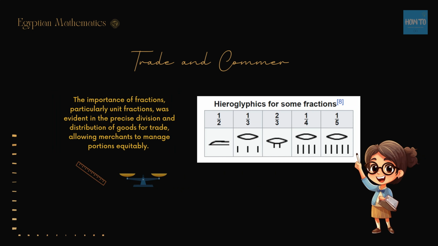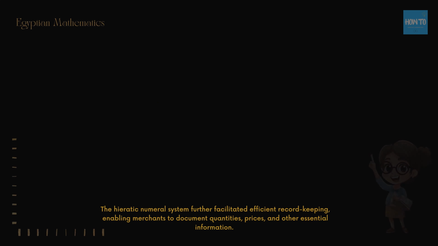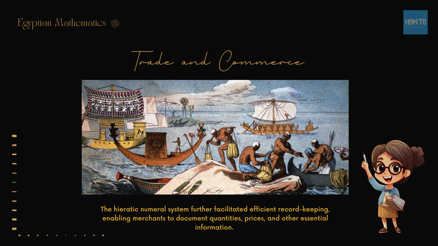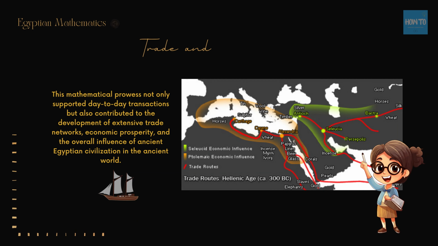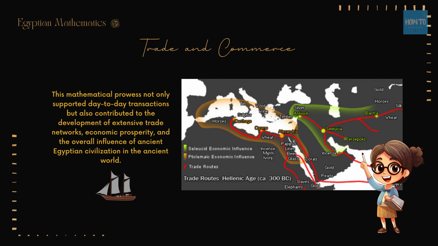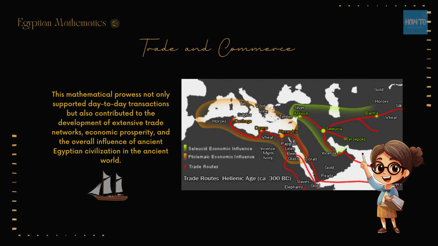The importance of fractions, particularly unit fractions, was evident in the precise division and distribution of goods for trade, allowing merchants to manage portions equitably. The hieratic numeral system further facilitated efficient record-keeping, enabling merchants to document quantities, prices, and other essential information. This mathematical prowess not only supported day-to-day transactions, but also contributed to the development of extensive trade networks, economic prosperity, and the overall influence of ancient Egyptian civilization in the ancient world.